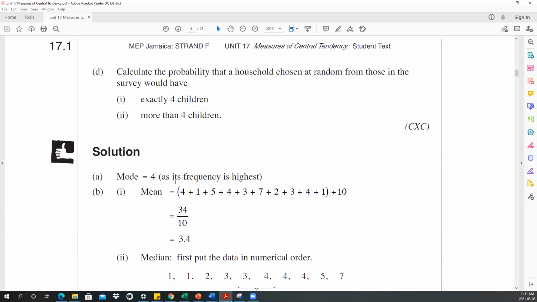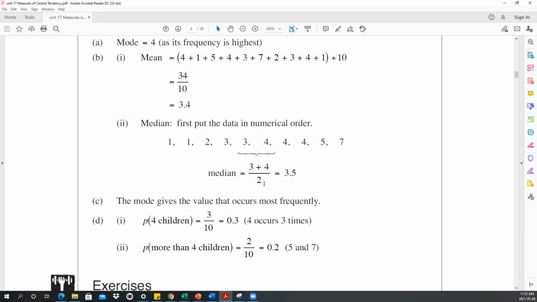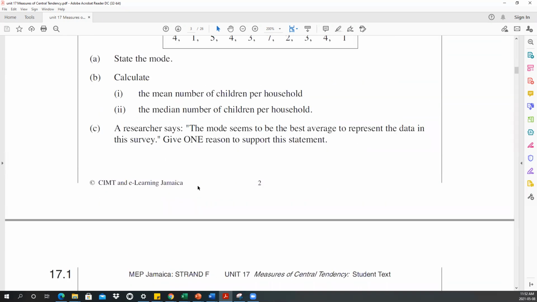So to find the mode, it is 4, as its frequency is highest. The mean, we know all of that. Median: first put the data in numerical order, very important. Then 3 and 4 are in the middle, because it's an even set of numbers. Not even numbers individually, but the set has 10 numbers. The mode gives the value that occurs most frequently. So that is the reason.